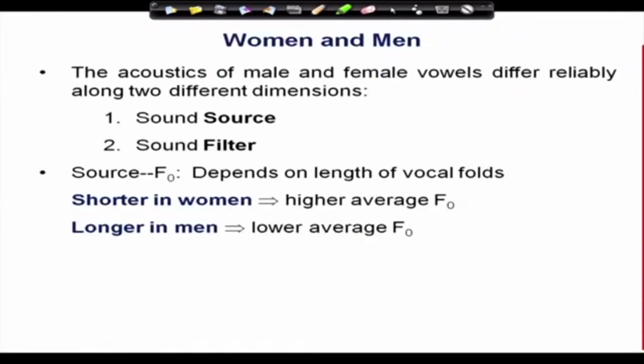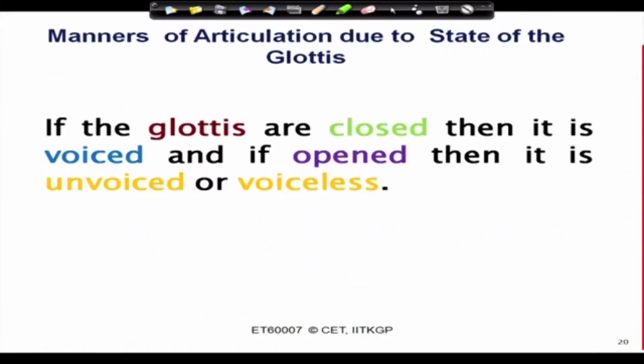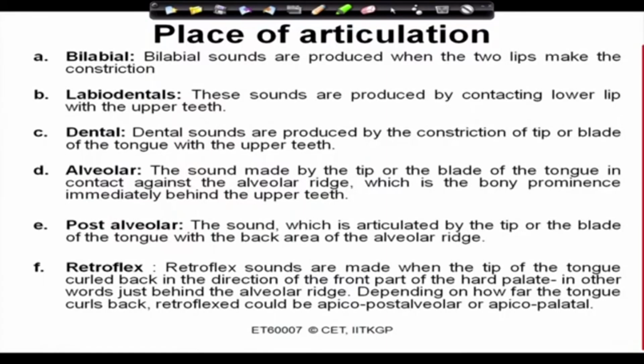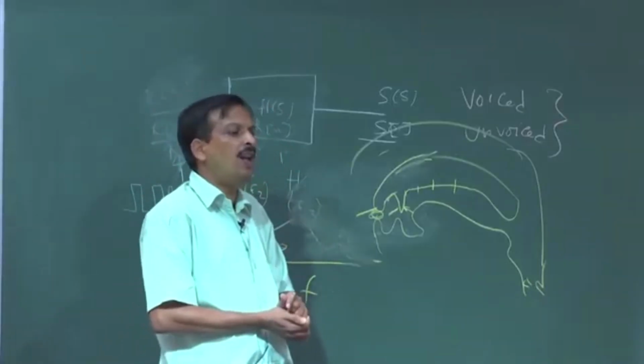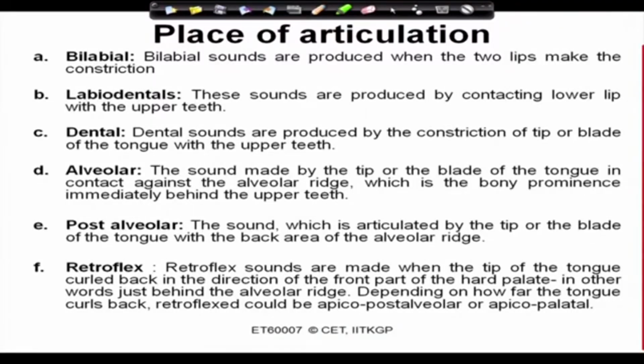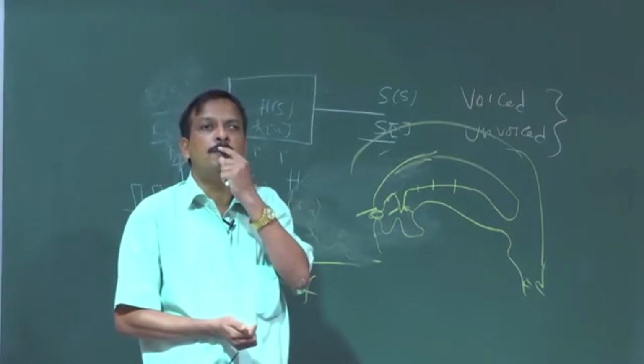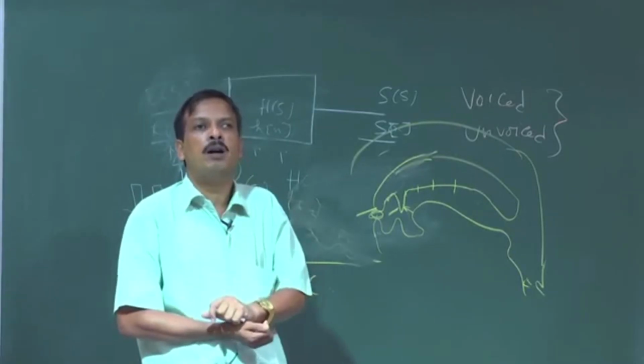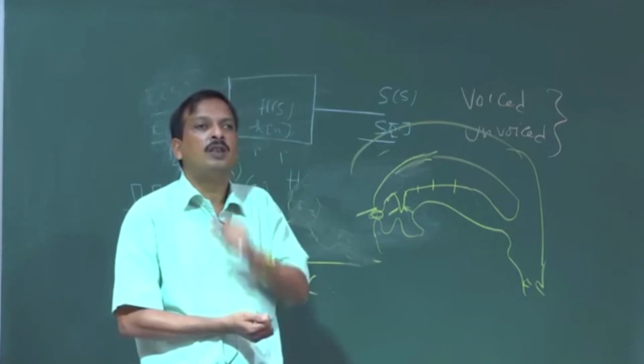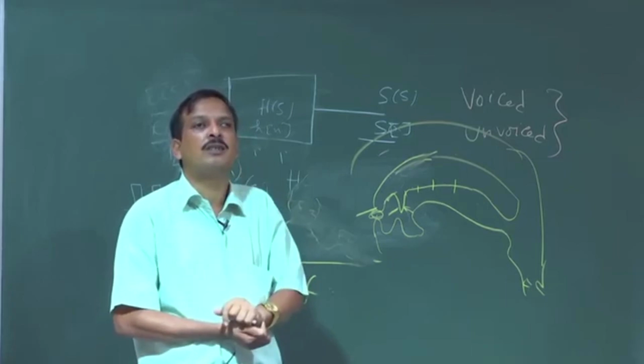Now, depending on the place, the sounds are classified. Bilabial is when the sound is produced by the two lips. Labiodental is when the sound is produced by a constriction of the lower lip with the upper teeth. Dental is when the sound is produced by the constriction of the tip or blade of the tongue with the upper teeth. Ta, pa. Labial, bilabial, pa: two lips are closed together to produce the pa. Then ta: if you see, the tip of the tongue touches the dental position, so it is ta, dental.